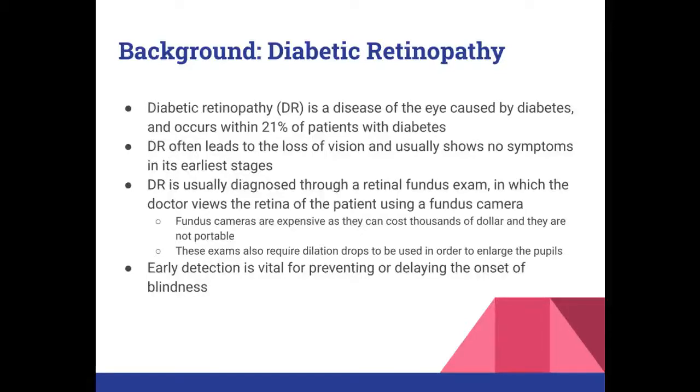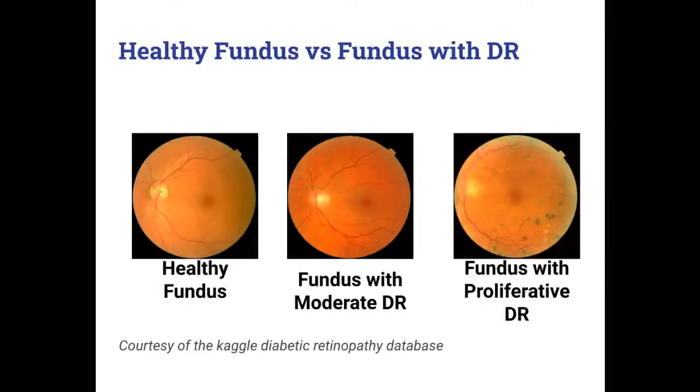So here we see a healthy fundus versus a fundus with moderate DR versus a fundus with proliferative DR. The difference between the healthy fundus and the fundus with proliferative DR is rather pronounced due to the hemorrhages, because they're these little green circles in the rightmost image.